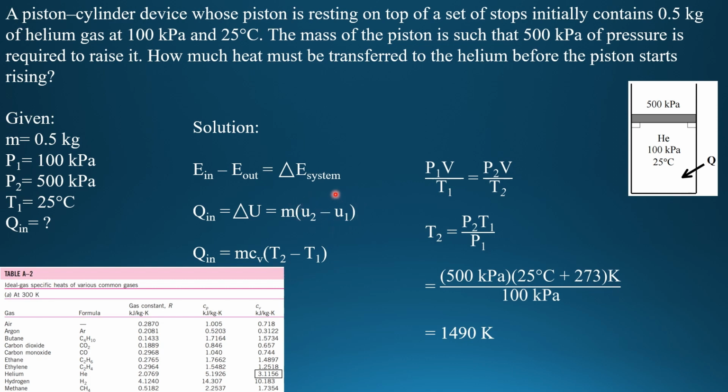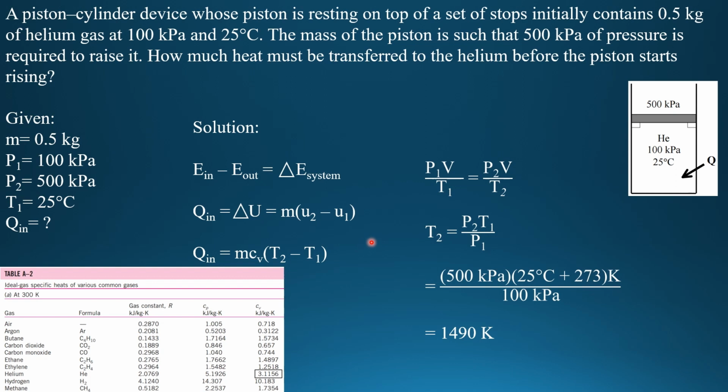And since U sub 2 minus U sub 1 is also equal to CV times T sub 2 minus T sub 1, we have this final equation here: the Qin is equal to mass times CV times the final temperature minus initial temperature.